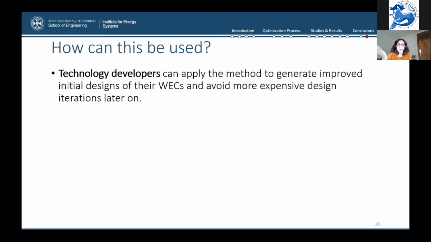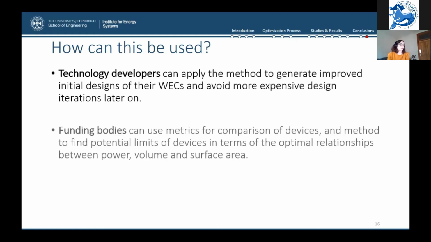Obviously, this needs to still be validated with more detailed models and maybe some experimental tests, but this is still a very promising result. And then this can also be used by funding bodies who can use the work and comparison of the different metrics used for device comparison to be aware or to use these metrics for comparing different devices.